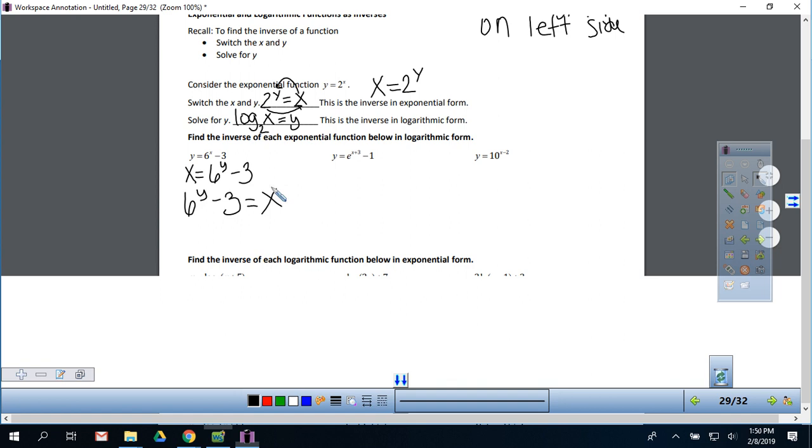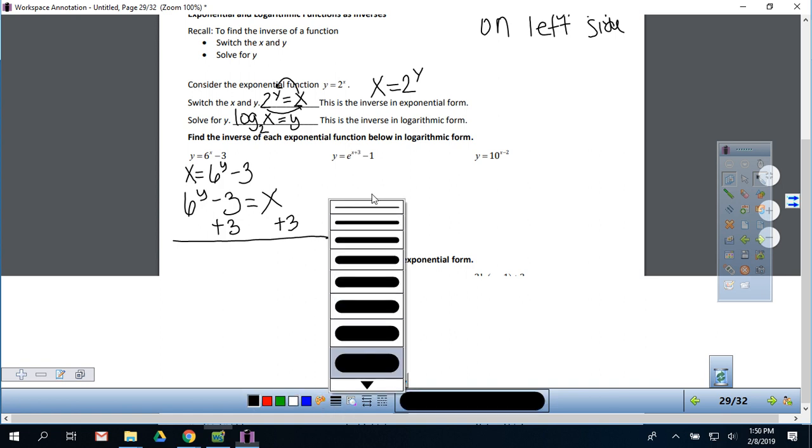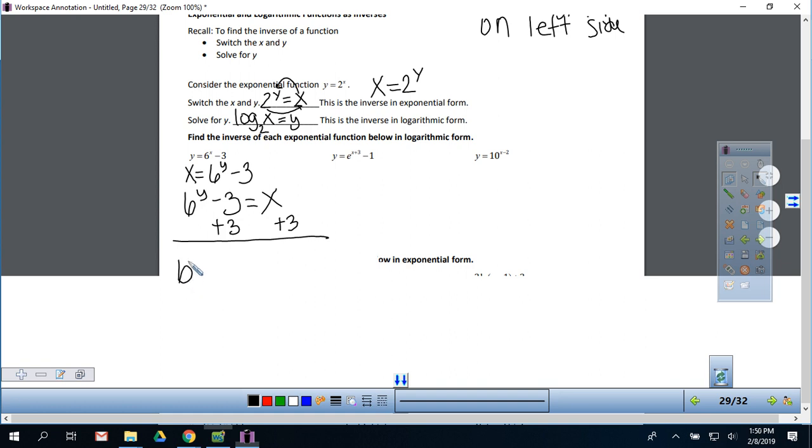Alright, our goal is to make this y equal. So I need to move my 3. I need to get my exponent by itself. So I need that 6 to the y power all by itself. So we're going to add 3 to both sides. So I'm going to get 6^y equals x plus 3.